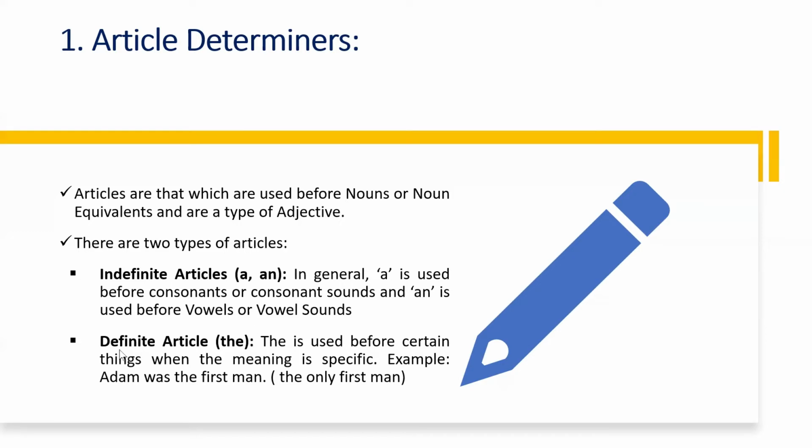Second one is definite article. The example is the. The is used before certain things when the meaning is specific. Example, Adam was the first man, the only first man. So look at the use of the. Actually, we say Adam was the first man because I am laying stress over here.